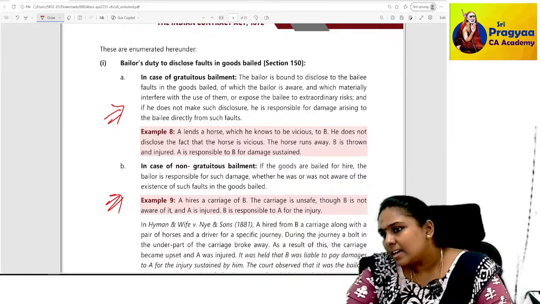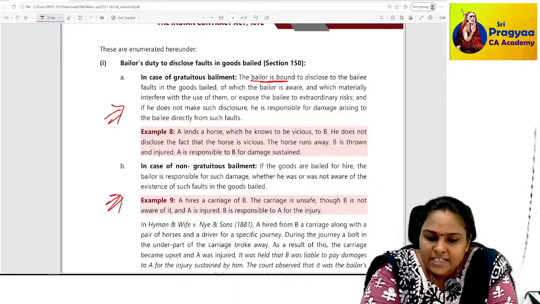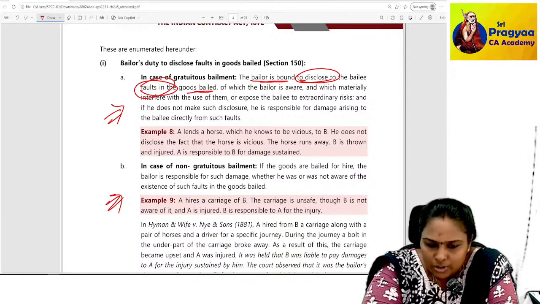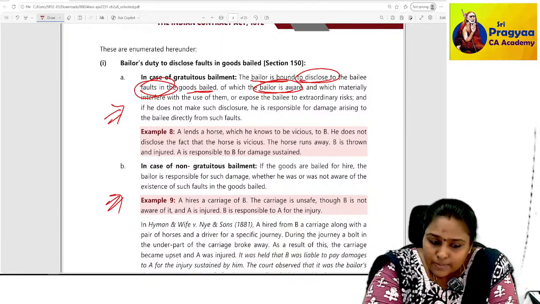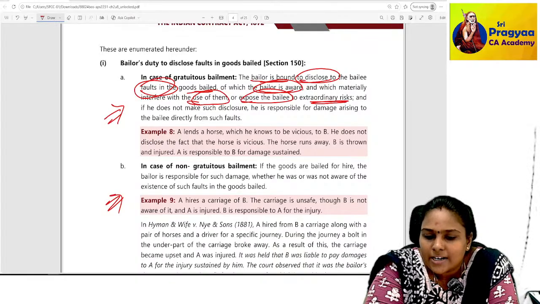be charged the damages. Let us go read. The bailor is bound to disclose to the bailee faults in the goods bailed, which the bailor is aware, which materially interfere with the use of them or expose the bailee to extraordinary risk.